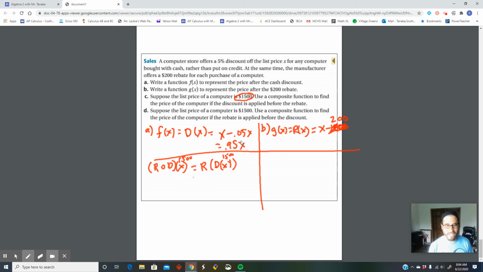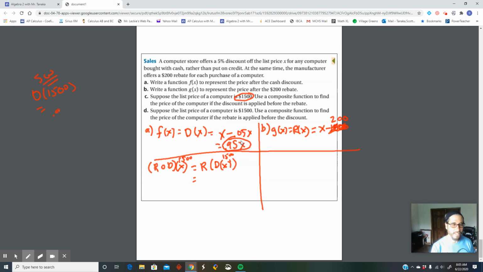Okay, now remember, it's like the first problems we did today. So I need to know what D of 1500 is. Remember, this side work over here can help out. Well, what would that be? Well, it's a discount of 1500 because we're going to take the discount first, right? That's what it said to do, to find if the discount is applied before the rebate. So we're going to find the discount, and the discount equation is this guy right here. So we're going to do that first.